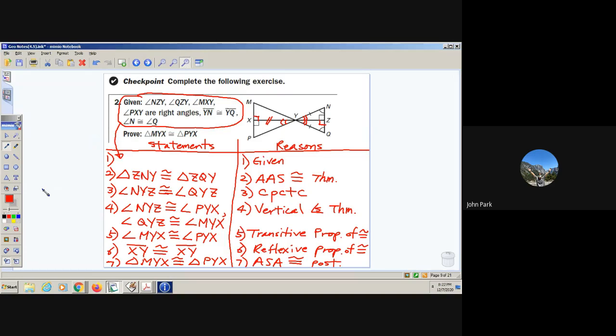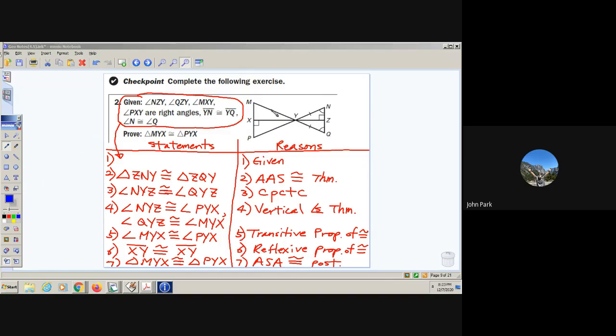proof using CPCTC as well as the SSS, SAS, AAS and ASA. And so here, let me just erase the information here and then we'll start, right? So we are given all this information, right? And so I just put the arrow here. So instead of writing all that down, we're just going to copy all that given information as our first step. And so that's our given, right?